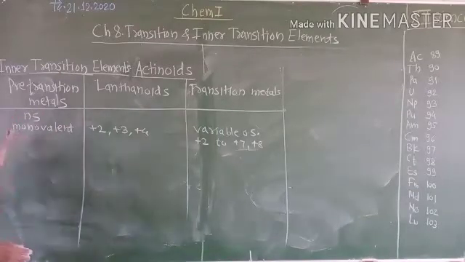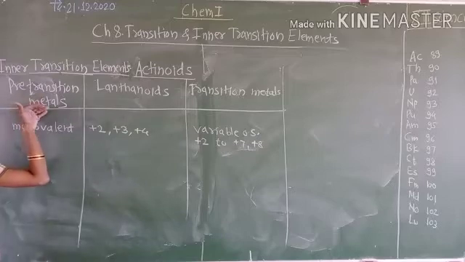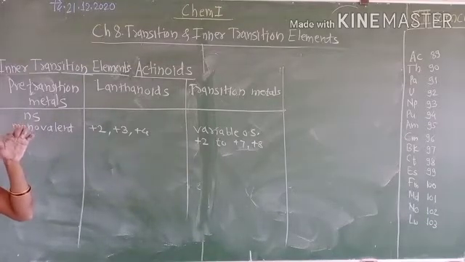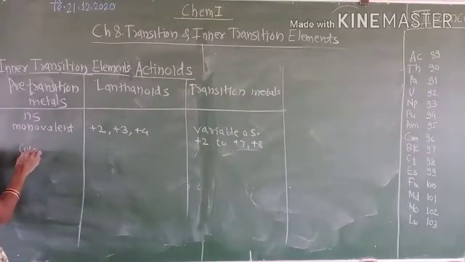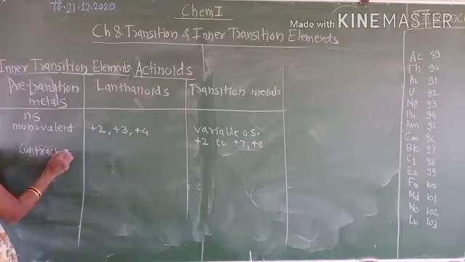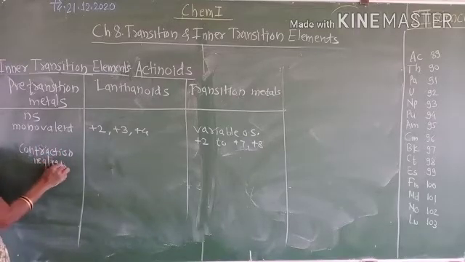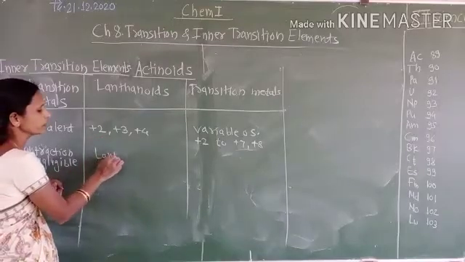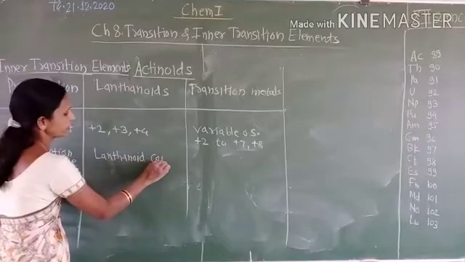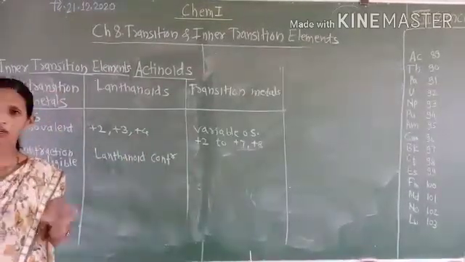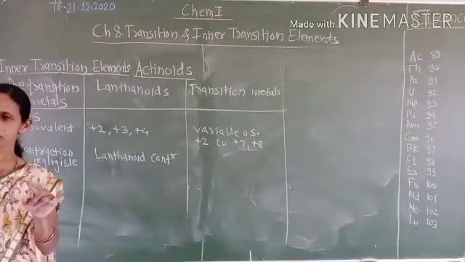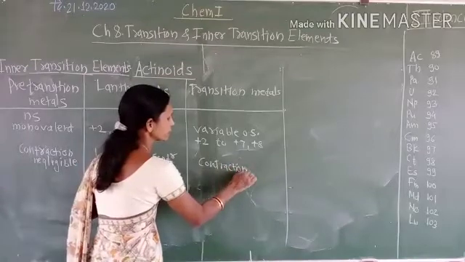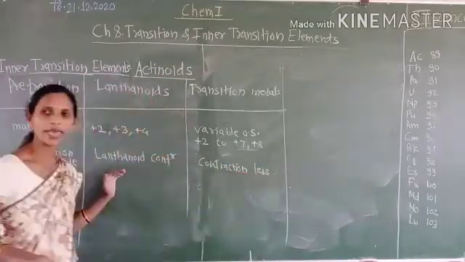Then the contraction in those series is very small or negligible. Contraction takes place in a period and is observed at the last, at the noble gases, but here it is negligible. But in lanthanoids, lanthanoid contraction takes place. In transition elements, contraction is there in the first, second, third and fourth series, but that contraction is less than the lanthanoid contraction.